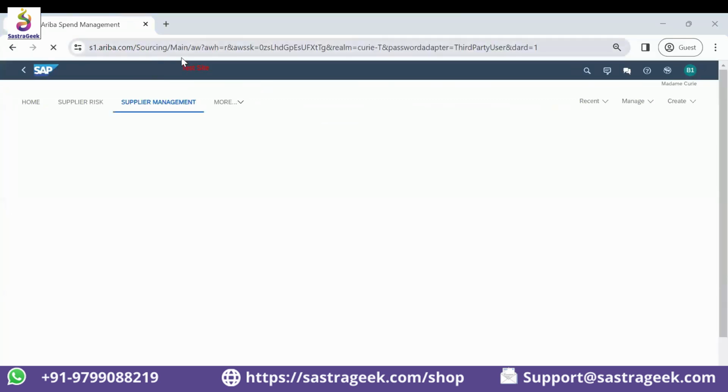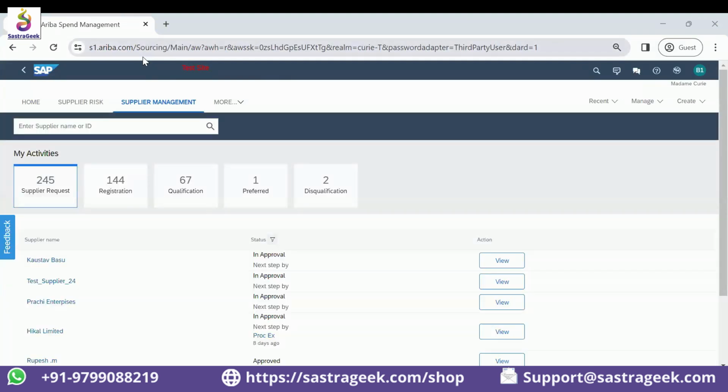Even when you see the URL, it will change from buyer to sourcing. Earlier, the URL said buyer. Now it changes to sourcing. So sourcing means it's a kind of a tip. When you look at your URL, if it says sourcing, you are in a parent or upstream solution. When you see buyer, then you are in a downstream solution for buying and invoicing.